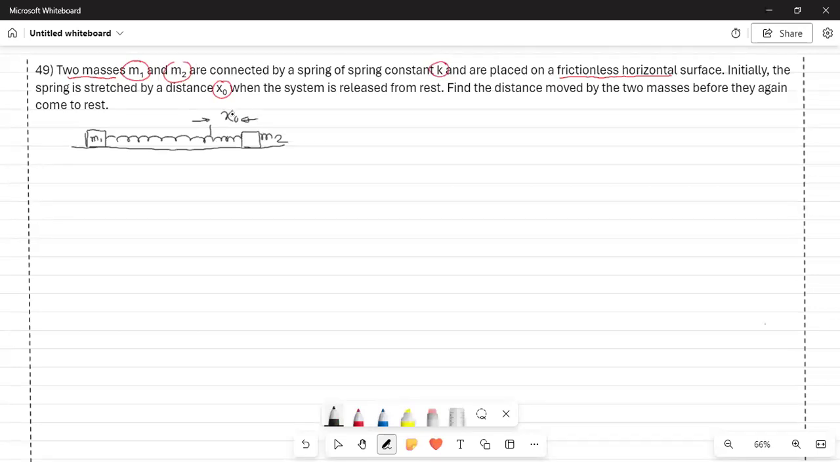right at the beginning, the spring has a stored potential energy. The question is, what are the distances moved by the two masses when they again come to rest. Now, it is initially stretched. If you suddenly release them, then what will happen? The spring will compress, and let us say M1 comes here, and let us say M2 comes here.